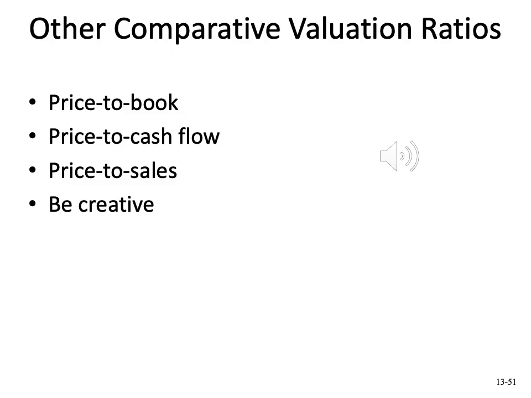The P/E ratio, of course, is the most important valuation ratio, but people also use other valuation ratios. For example, price to book, where the accounting historical value is called book value, price to cash flow, price to sales, or you can be creative and use the price to whatever the fundamental value of the company.